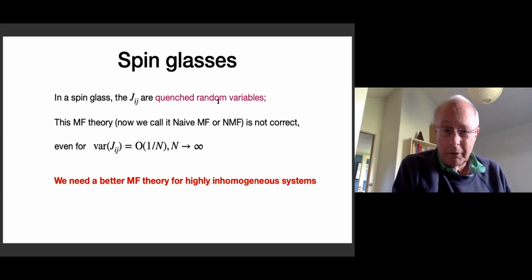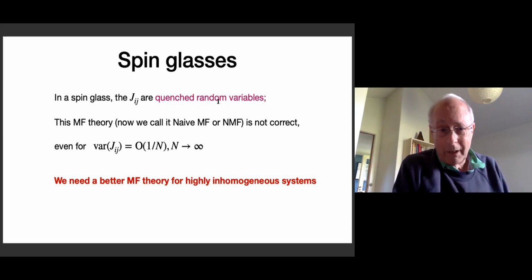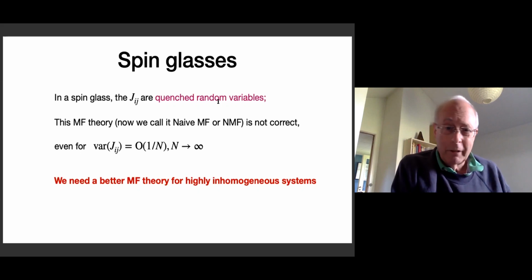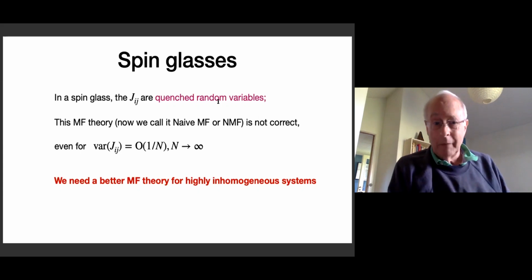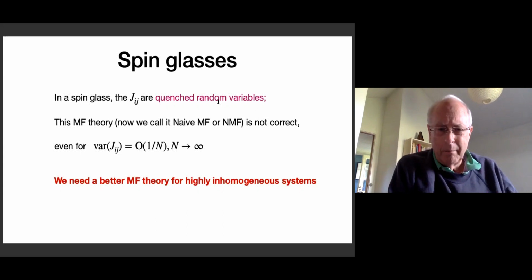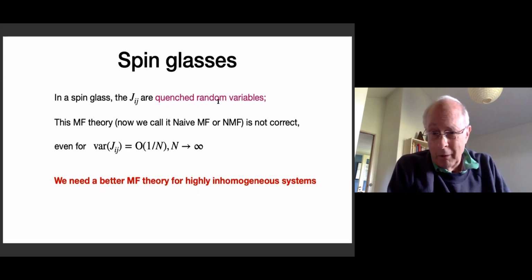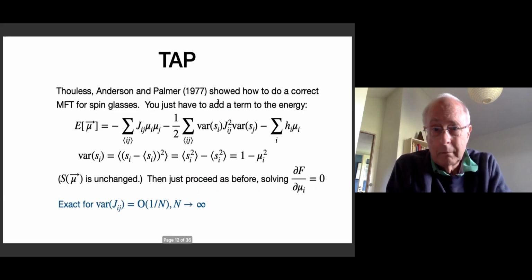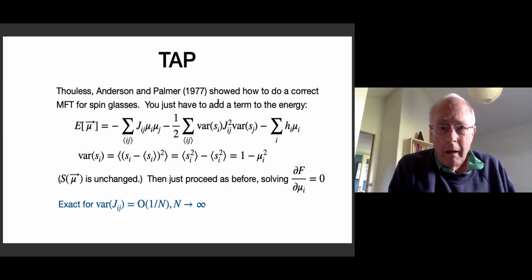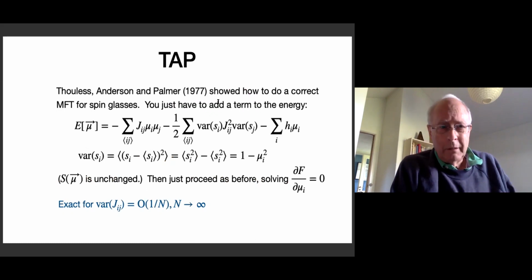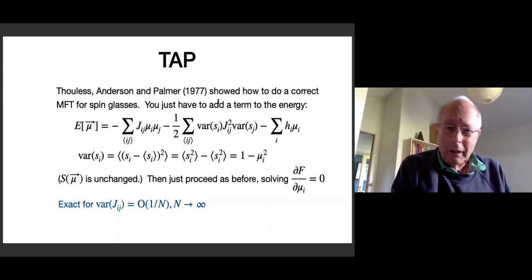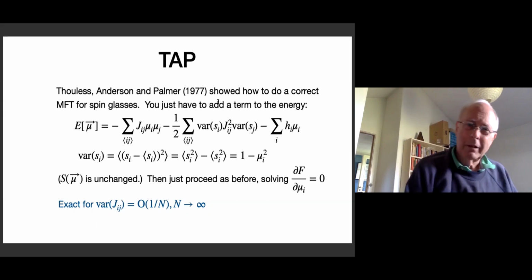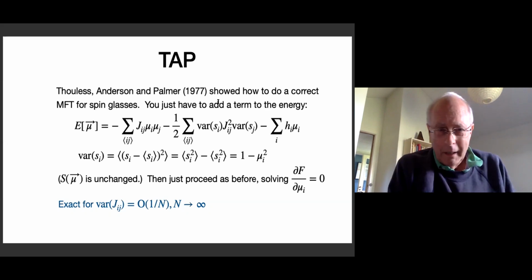Okay, so it was recognized early in the history of spin glass theory that we needed a better mean field theory, even to do mean field theory correctly for spin glasses, and by extension for other highly inhomogeneous systems. So in 1977, David Thouless, Phil Anderson, and Richard Palmer showed how to do a correct mean field theory for spin glasses. And it was a frustrating paper because they didn't really say how they got it.